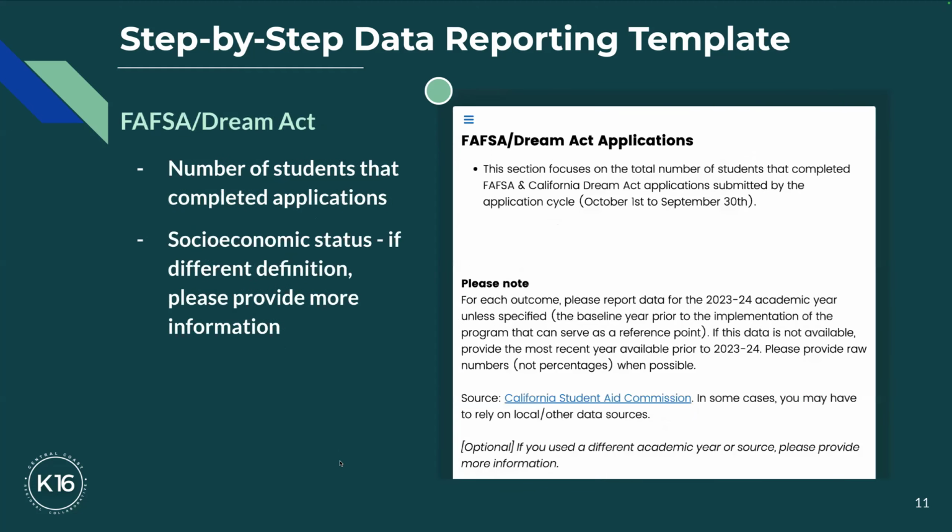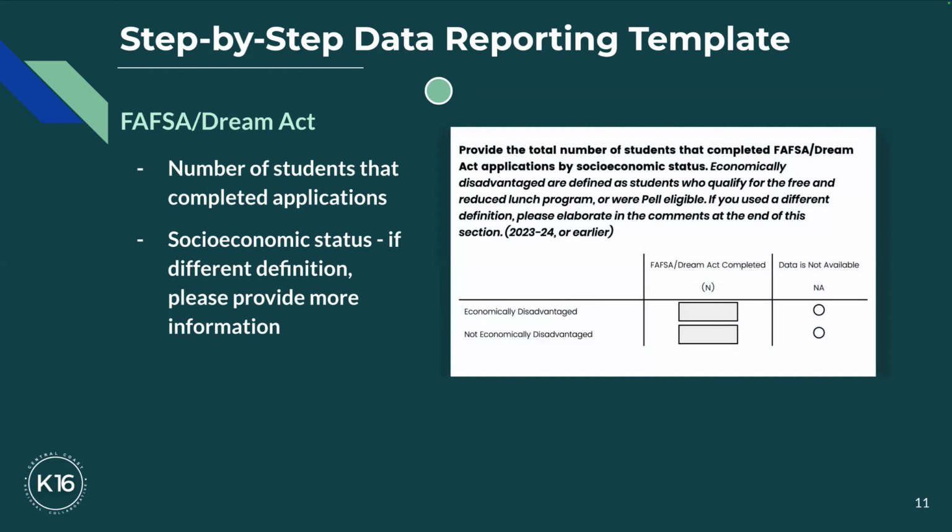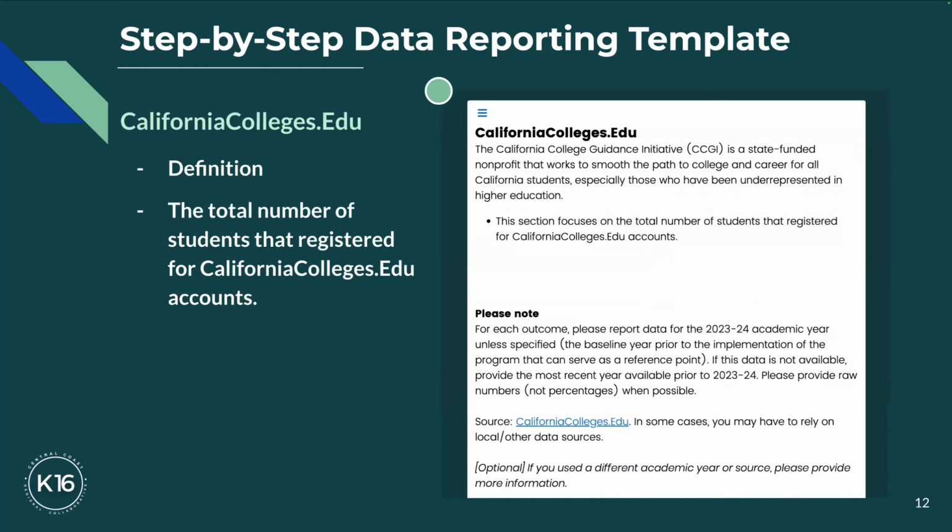The next section is FAFSA or DREAM Act applications. So the number of students that completed applications. We provide a source there and also the application cycle. And I mentioned this previously, if there's a different definition, please elaborate. Then CaliforniaColleges.edu. We provide the definition there as well. And here, the total number of students that registered for accounts.